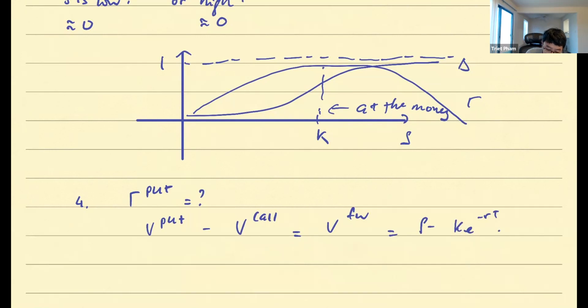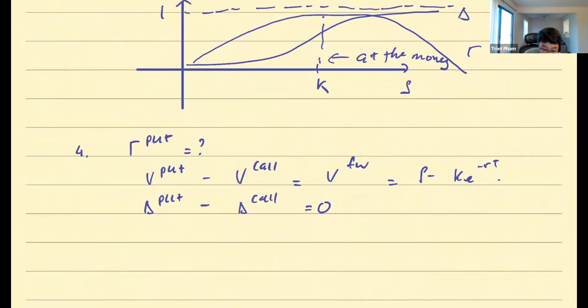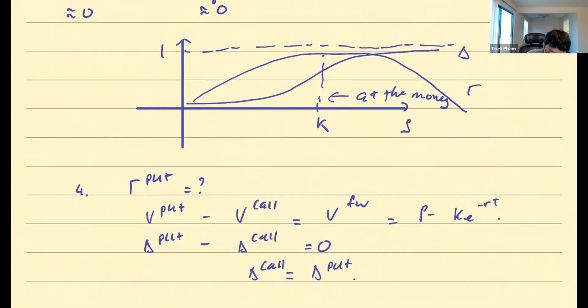So if you differentiate twice with respect to the stock, what do you get? You get 0. So you get the nice fact that gamma call is exactly gamma put. Actually, if you care to graph the delta, this is delta call. Delta put is exactly the symmetric graph this way. Sorry, it's minus 1, so it's minus 1 to 0.